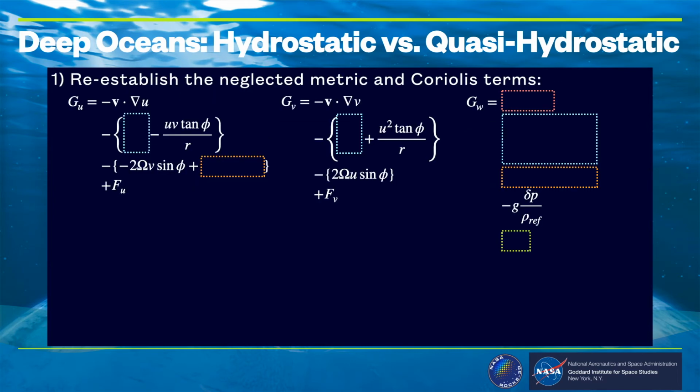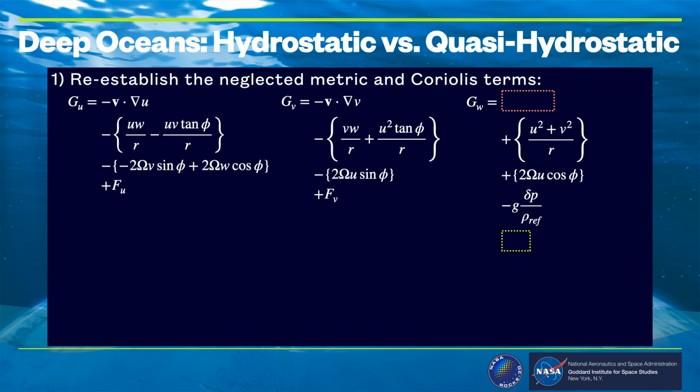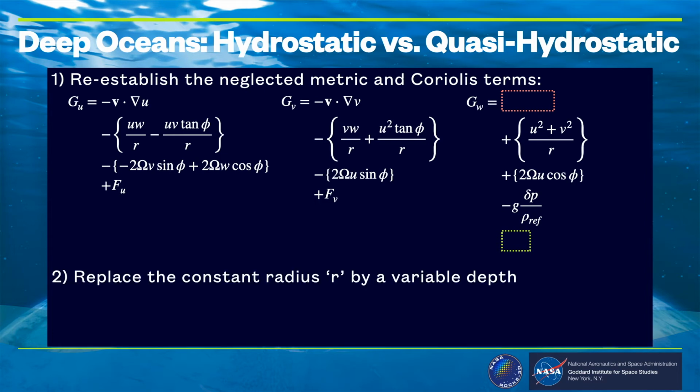So we need to reestablish some of the neglected Coriolis and metric terms, as well as relaxing the shallow water approximation by re-enabling r as a variable and not just a constant.